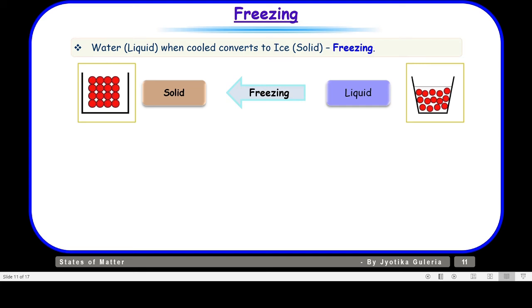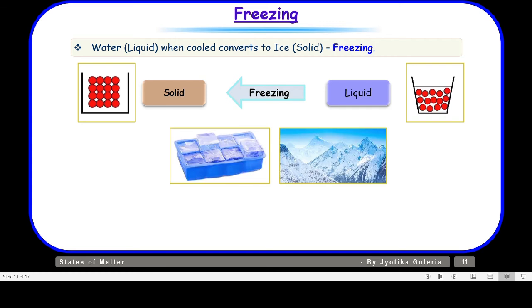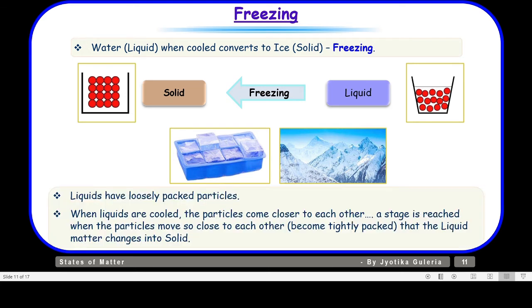And let us take up some common examples of freezing. So this is a very common example of freezing, how you freeze ice in your fridge with water. And definitely the freezing process is taking place on the mountains as well when the temperature becomes very cold. So liquids have loosely packed particles. When liquids are cooled, the particles come closer to each other. A stage is reached when the particles move so close to each other or become tightly packed that the liquid matter changes into solid.